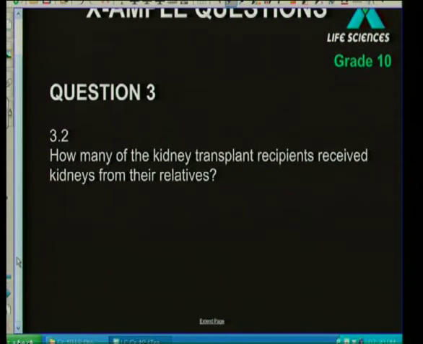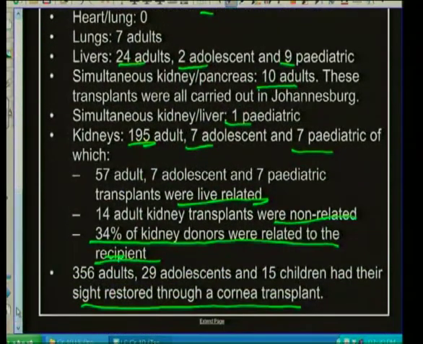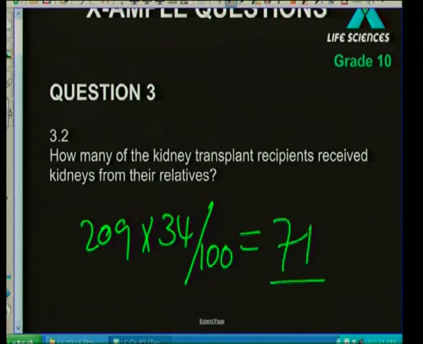How many of the kidney transplant recipients received kidneys from their relatives? Go back to the paragraph. The paragraph says 34% of the kidney donors were related to the recipient. And we go back to, and how many were altogether done? 195 plus 7 plus 7, that will give us a figure of plus minus 209 times 34%, or 34 divided by 100, and that gives you 71 plus minus.